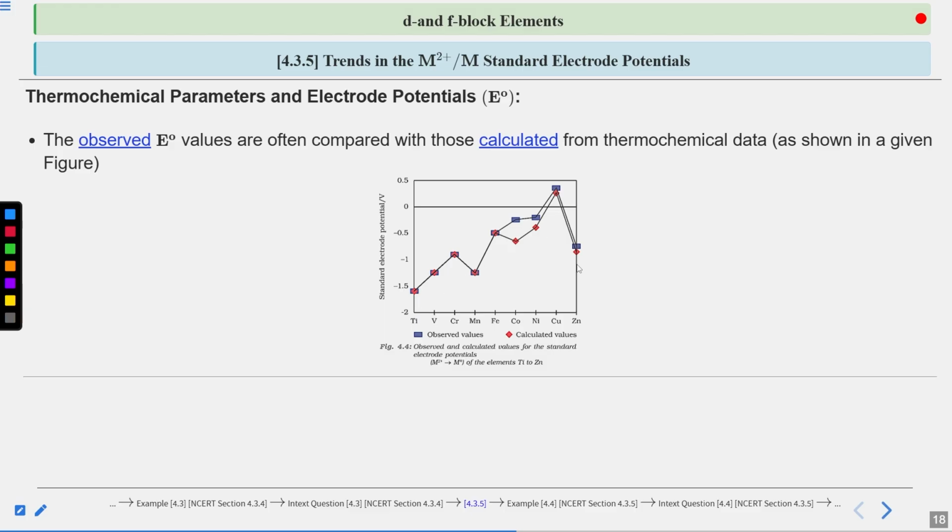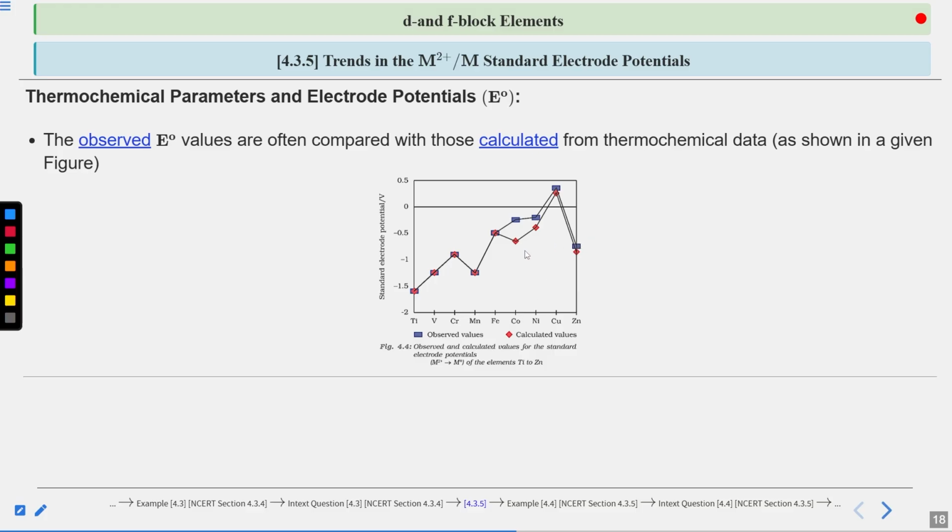Okay, if you see another element, manganese has a sudden lesser standard electrode potential. You can directly relate it with its electronic configuration, which is 3d5 4s2. Okay, so with 3d5 4s2, when it releases two electrons, the ionization enthalpy 1 and the ionization enthalpy 2 are going to be lesser, right? And then the other energies will be the hydration enthalpy and the atomization energy. So because the ionization enthalpy 1 and ionization enthalpy 2 are going to be lesser, the electrode potential value is going to be lesser for manganese.